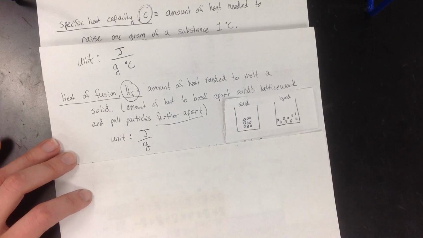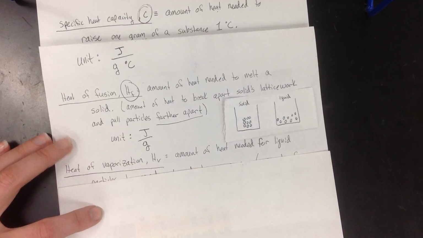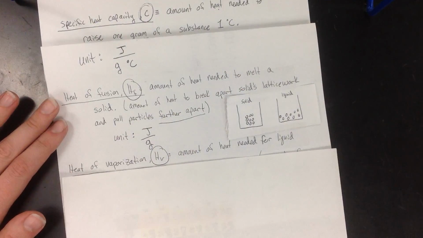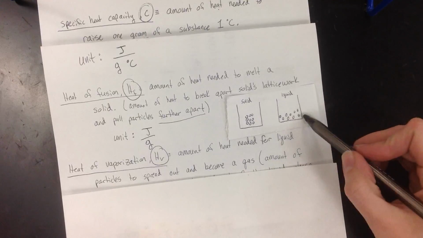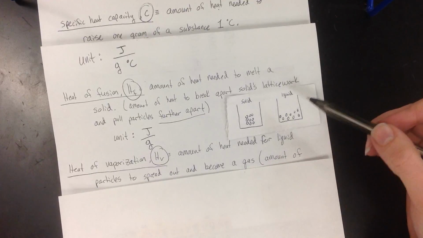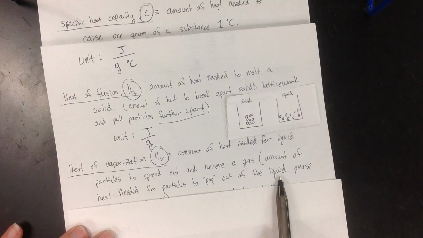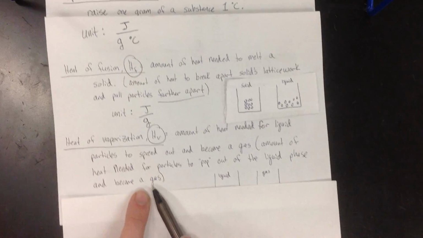We also have another phase change where we take our liquid and then heat it up and turn it into a gas. That is called your heat of vaporization. We abbreviate it as a little HV. This is your amount of heat needed for your liquid particles to spread out more and become a gas. At one point in time, we had talked about how your liquid particles kind of pop out. So when your particles have enough energy, they break free of their liquid phase. So this is the amount of heat needed for particles to pop out of your liquid phase. And then they start moving around more freely. They've got more space between them, so they're becoming a gas.